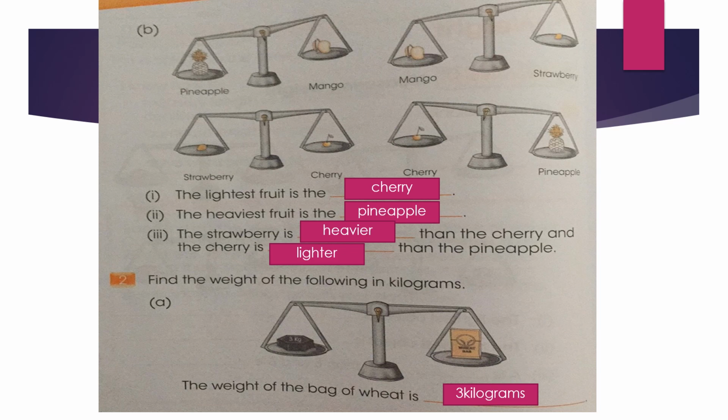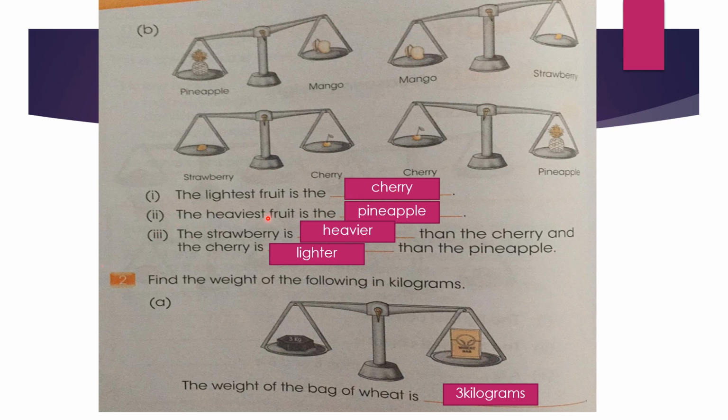Okay, as we know, we can see this. Okay, on page, what is this? A pineapple on page 48. So letter B, we have here pineapple, mango, and then strawberry, and then cherry, and then pineapple. Okay, the lightest fruit is the cherry.